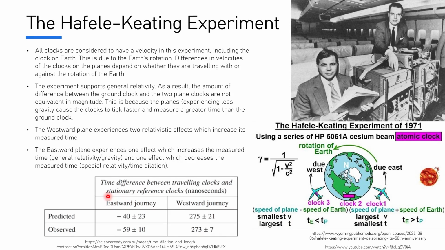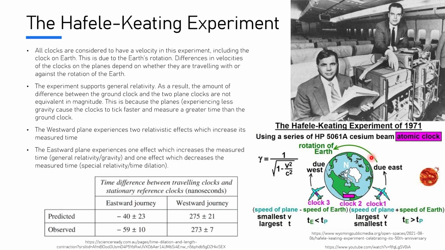In this experiment, 3 sets of atomic clocks are placed in 3 different locations. 1 set of clocks are placed on Earth and remain on Earth for the entirety of the experiment. Another set of clocks is placed on a plane that flies around the world in the same direction as the rotation of the Earth, in an easterly direction. And the third set of clocks flies in the opposite direction against the rotation of the Earth to the west.